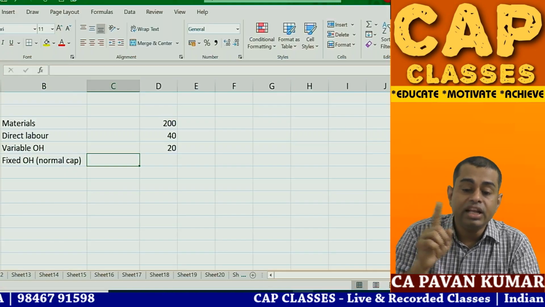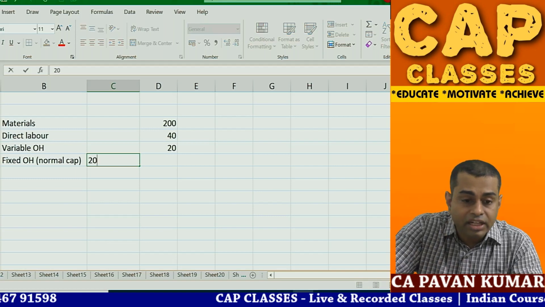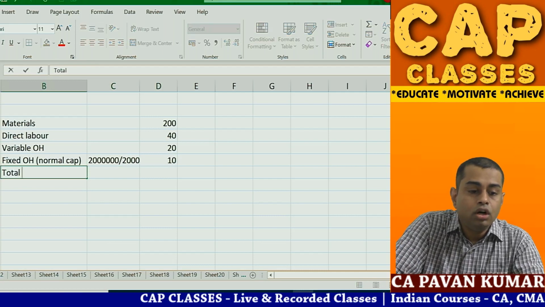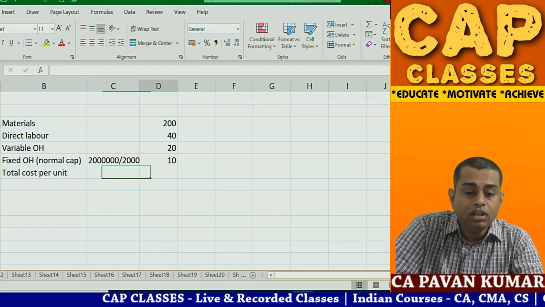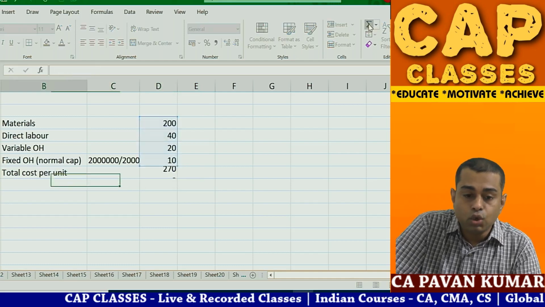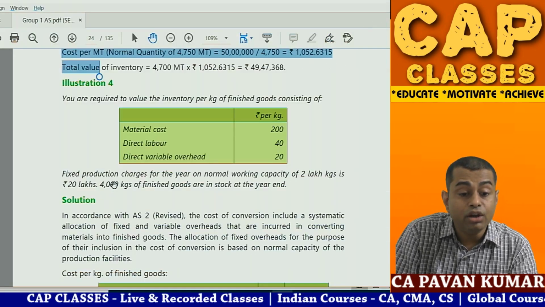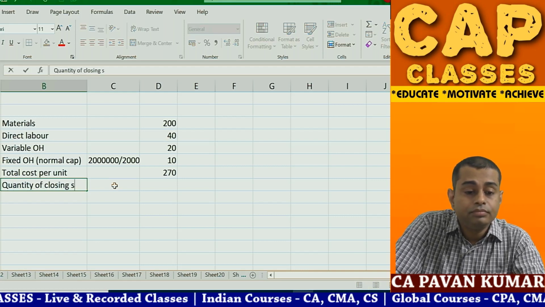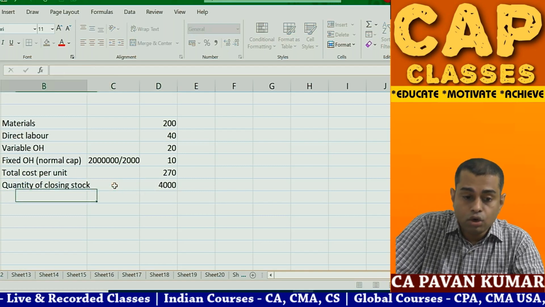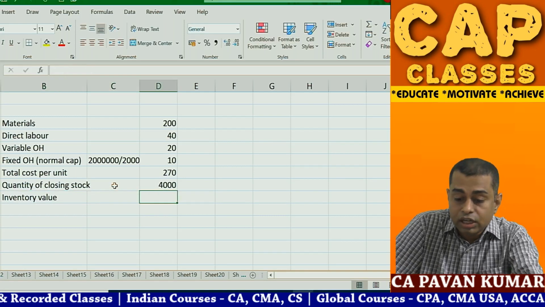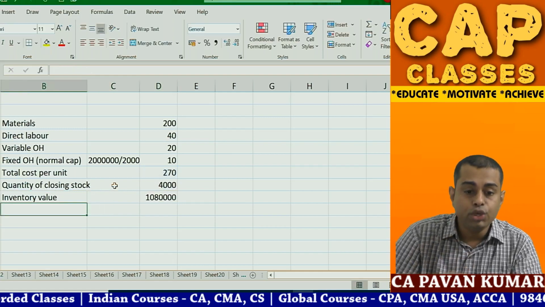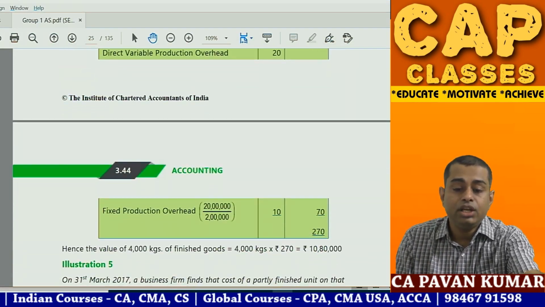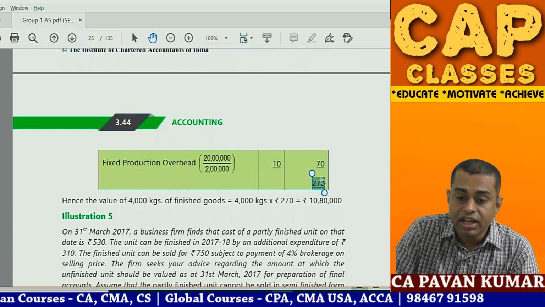So what is normal capacity? 20 lakh is the cost, 2 lakhs is the capacity. 20 lakhs divided by 2 lakhs comes to 10 rupees. So total cost per unit, add this, and you will get total cost 270. How many units are there in your hand? 4,000 units. So quantity of closing stock is 4,000 units. So inventory value is, per unit 270, into 4,000 units. What is the value of inventory? 10 lakhs 80,000. That will be your answer. So per unit 270, total 10 lakh 80,000.